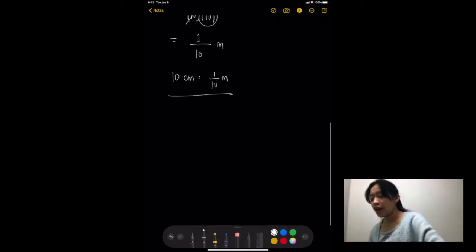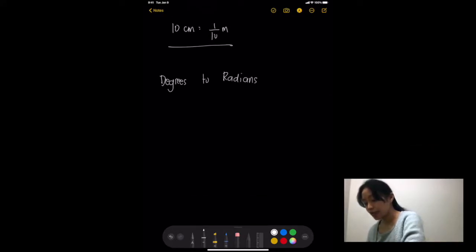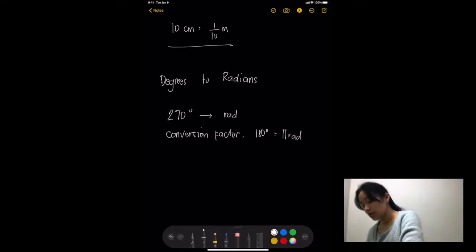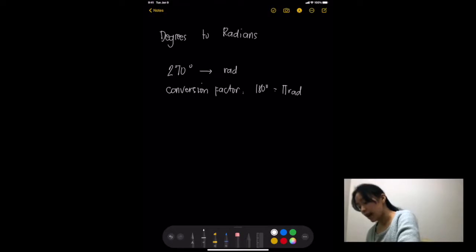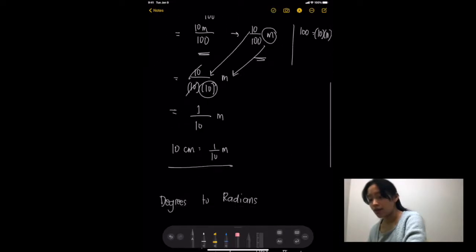Now let's go back to the conversion of degrees to radians. Let's say, for instance, I ask you to convert 270 degrees to radians, right? Let's write down our conversion factor, which is 180 degrees equals pi radians. Okay, so let's start. We always start with a given number.